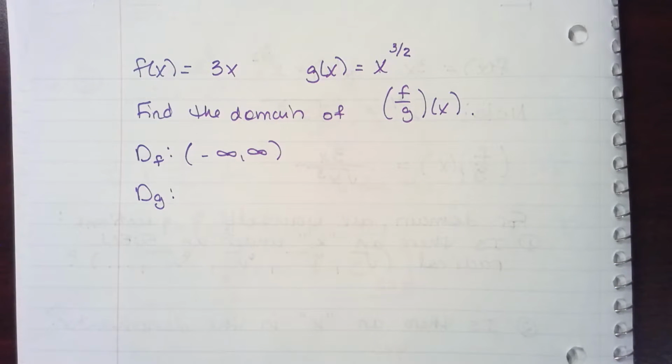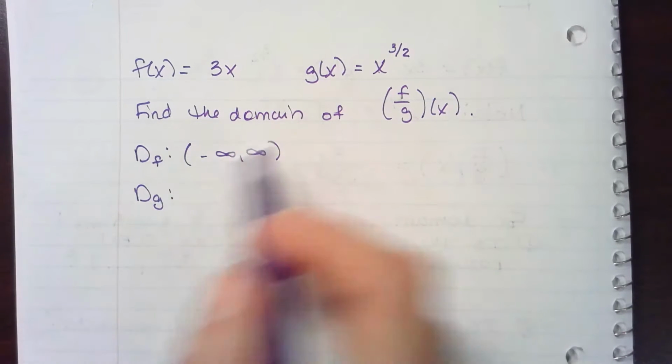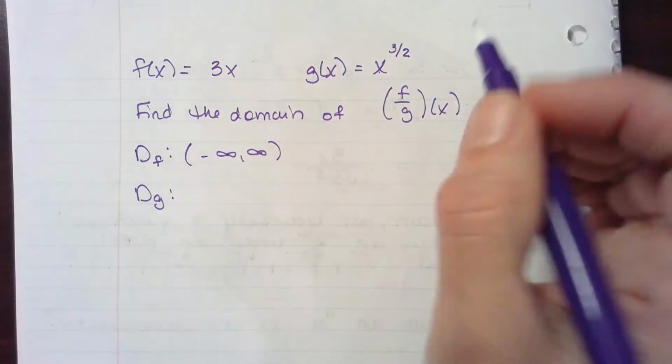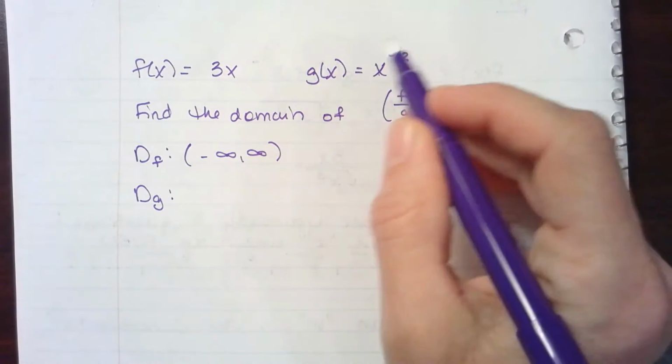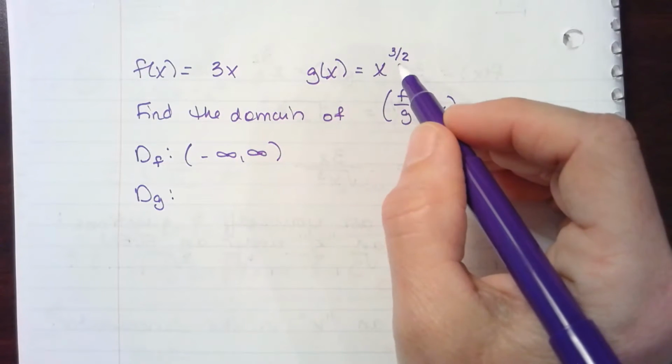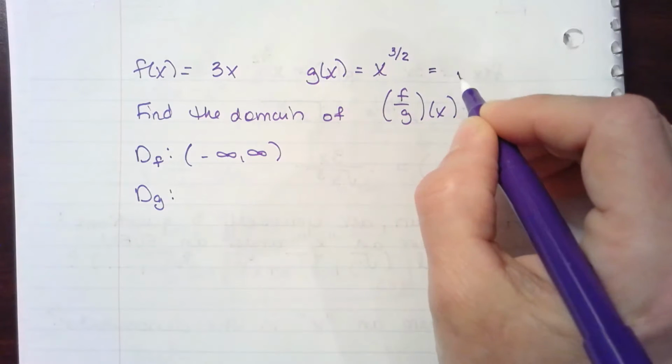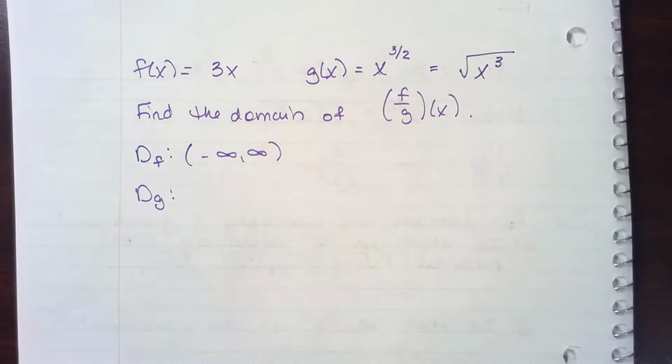We're given two functions, f of x and g of x, and we're asked to find the domain of their quotient, f divided by g of x. So before we talk about what I've already written down, let's look at this function g. Remember that x to the 3/2 power is the same thing as the square root of x cubed. That's very important to remember.